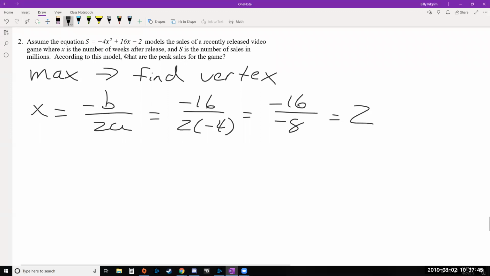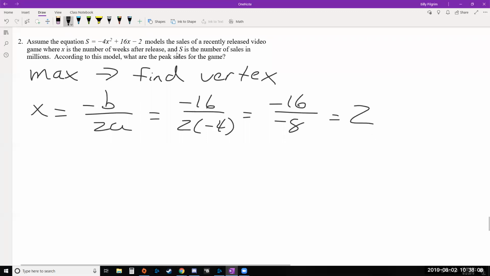What this is telling us is that the maximum sales were 2 weeks after the release, right? It's good to know that, but it's not the question. So make sure when you do modeling problems, you answer the question. We actually want the peak sales, which means we want the S value of the vertex, which is kind of like the Y value, right? We have an X value, we plug it in, we get a Y. In this case, they're just calling it S. So we want the S value.